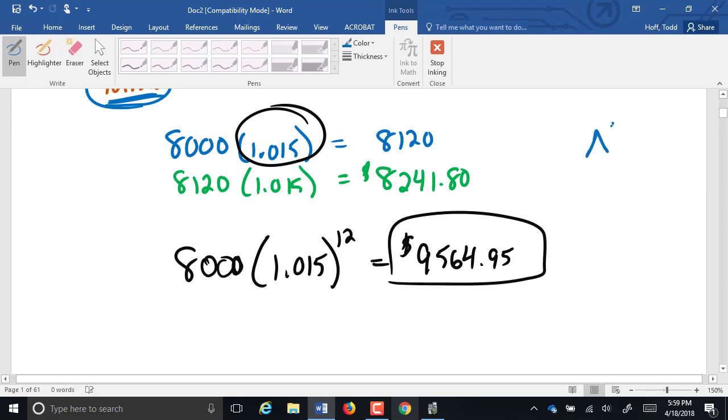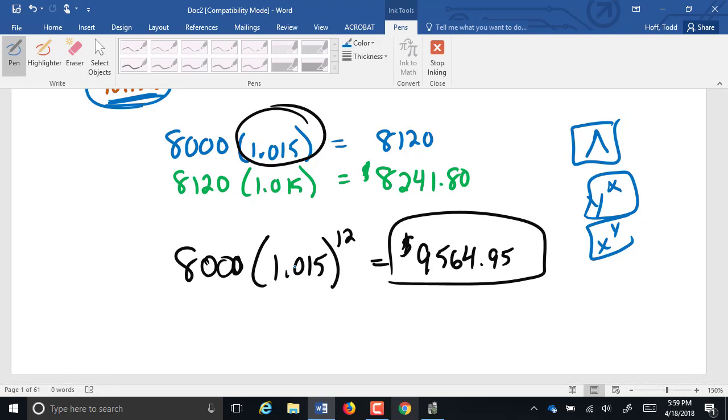You either have a caret key, or a y to the x or x to the y key. Y to the x, yeah, that should do it. So you type in the 1.015 y to the x 12.